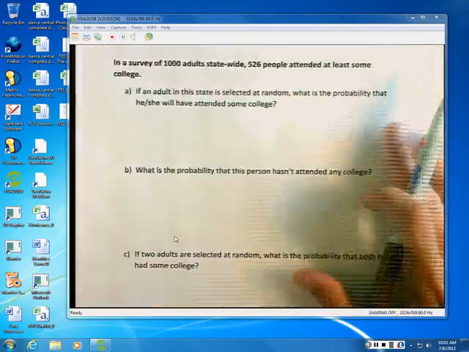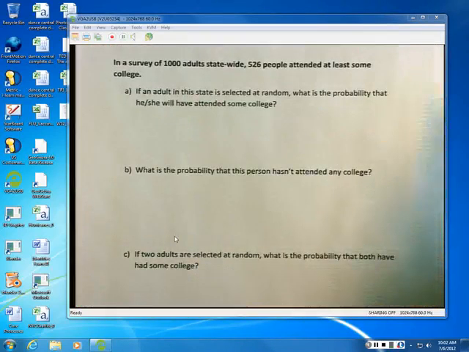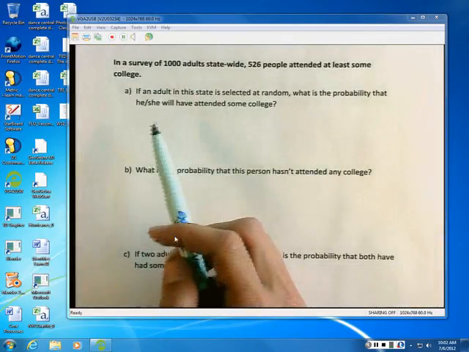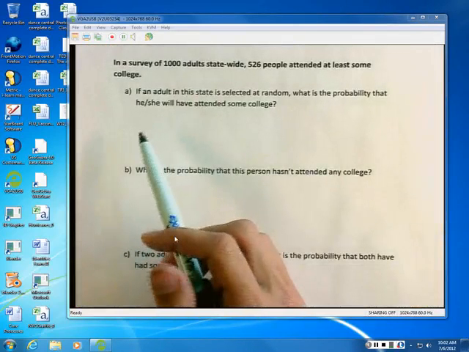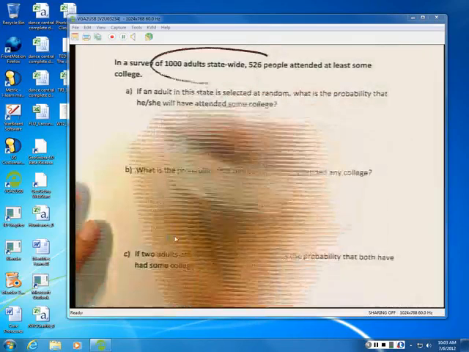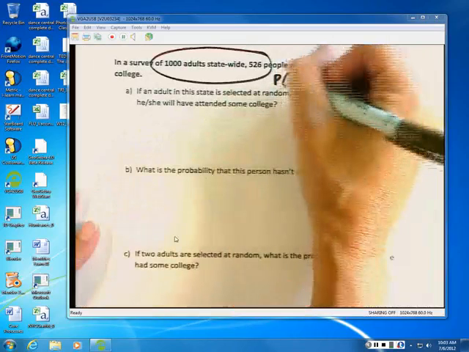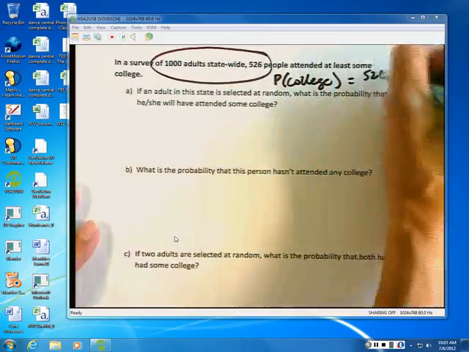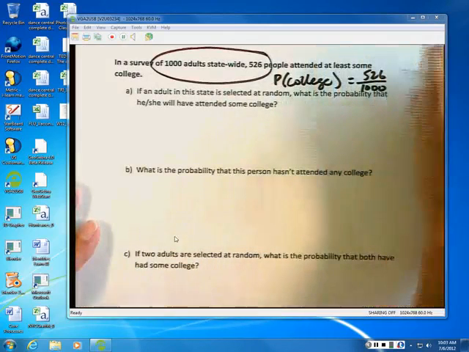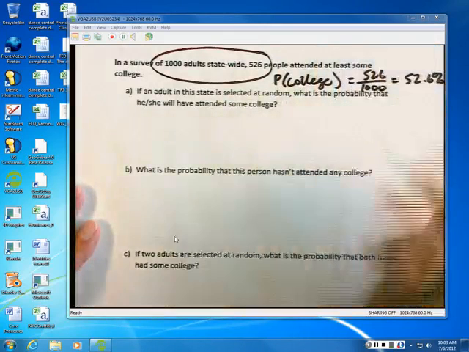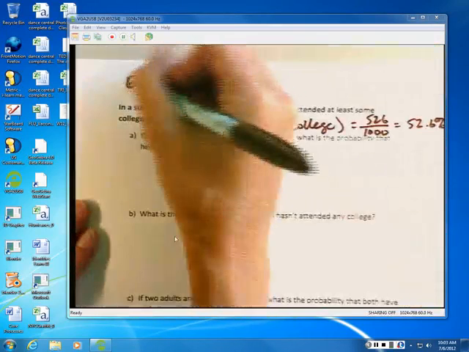So this one says, in a survey of 1,000 adults statewide, 526 people attended at least some college. Part A, if an adult in the state is selected at random, what's the probability that he or she will have attended some college? Well, we're basing it on our survey. So what we're finding here is that the probability of a person having some college, based on our survey, is 526 out of 1,000. And if I divide that down, that would be 52.6%.